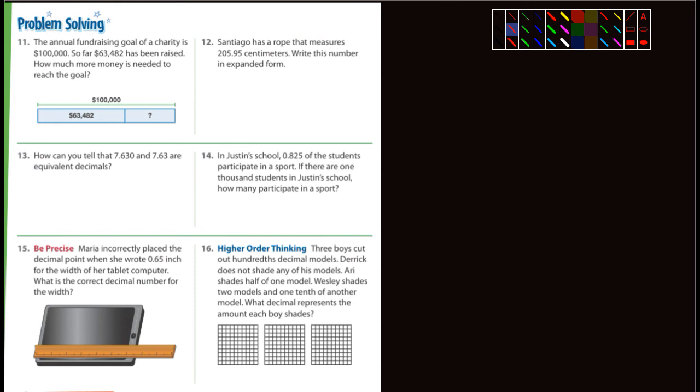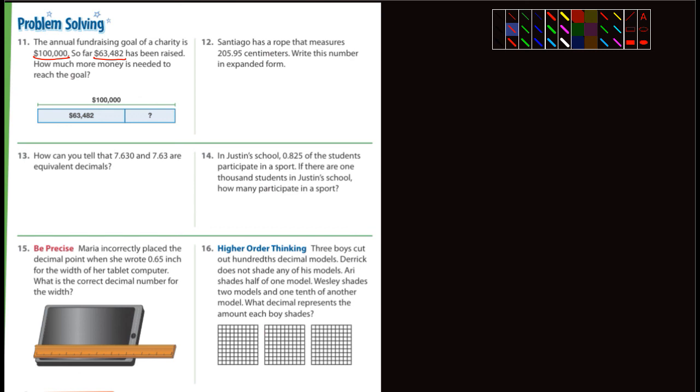Okay. The annual fundraising goal of a charity is $100,000, and they've raised $63,482. How much more money is needed to reach the goal? Well, this is how much more they need. So this looks like a subtraction problem. You're going to subtract one from the other. You guys can do that.